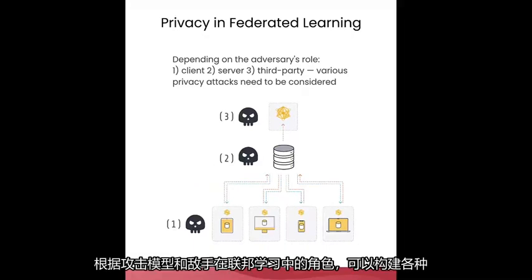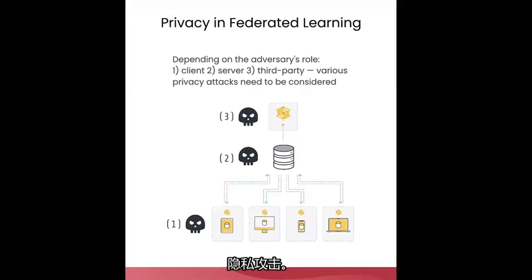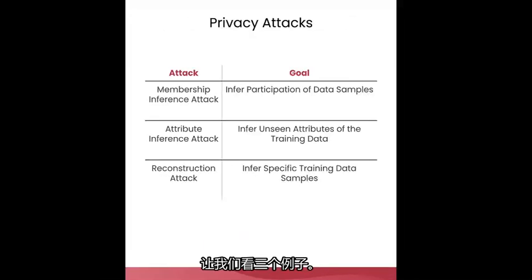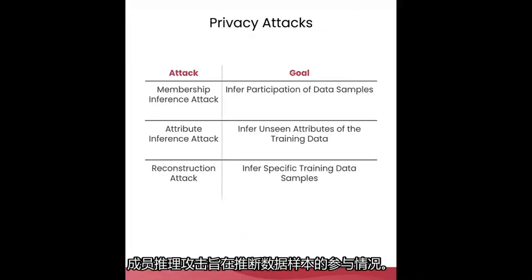Depending on the attack model and the adversary's role in federated learning, various privacy attacks can be constructed. The adversary can be the client, it can be the server, or it can be a third party. Let's look at 3 examples. A membership inference attack aims to infer the participation of data samples. An attribute inference attack aims at inferring unseen attributes of the training data. And a reconstruction attack aims to infer specific training data samples.